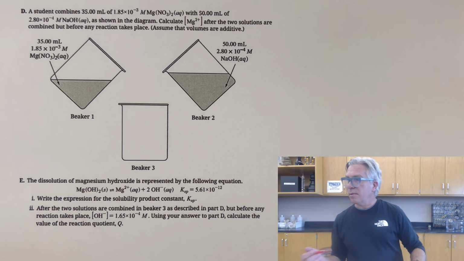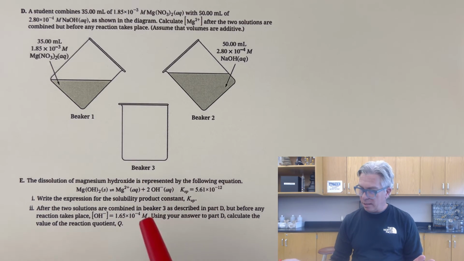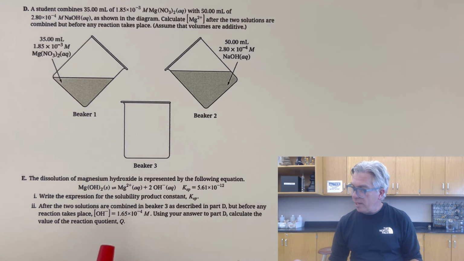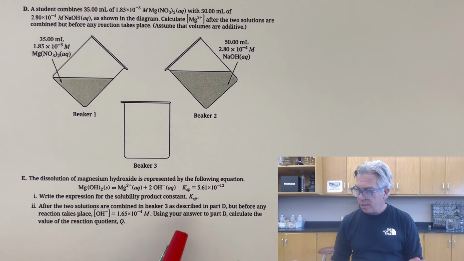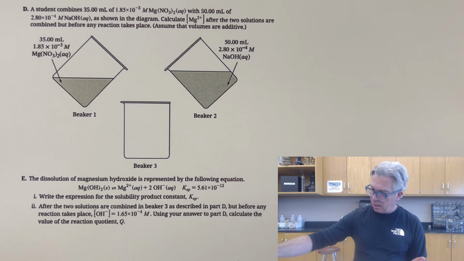Okay, now we're still in this region where we're talking about these beakers being mixed. After the two solutions are combined in beaker 3, but before any reaction takes place, the OH concentration is 1.65 times 10 to the minus 4th. Using your answer to part B, calculate the value of the reaction quotient, Q.